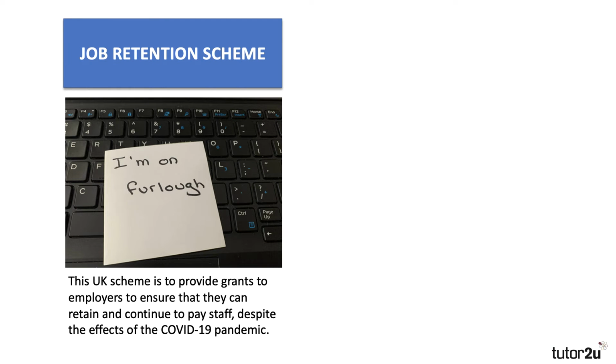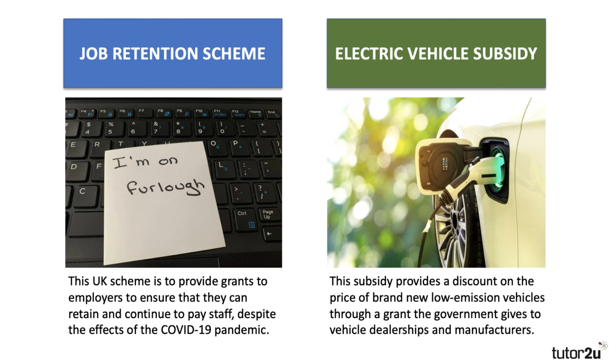So the job retention scheme, the furlough scheme, is probably the best example at the moment of a very extensive and expensive subsidy. The UK furlough scheme has been in operation since March 2020, and it provides grants to businesses to ensure that they can retain furloughed staff and continue to pay them despite the impact of the pandemic.